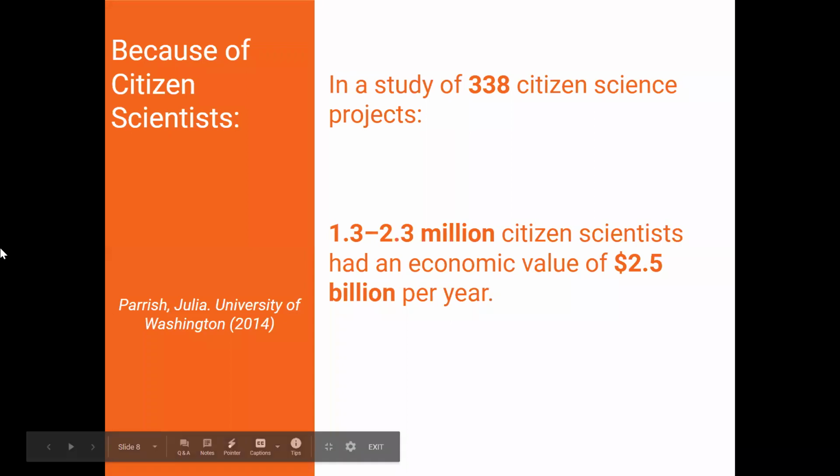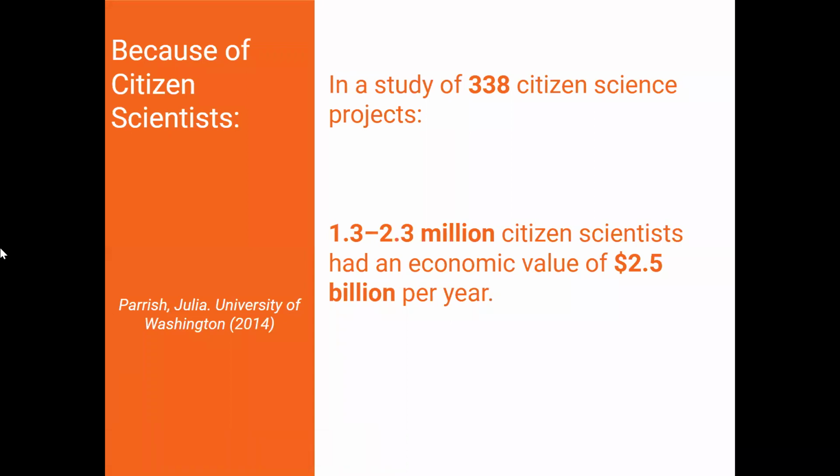I think this is a really powerful statistic as well. In a study of 338 citizen science projects, so that's not even all the thousands of citizen science projects that are out there, just 338 of them, it was found that millions of citizen scientists, 1.3 to 2.3 million citizen scientists, their contributions had an economic value of 2.5 billion per year. So that's huge. People volunteering their time, they're generating really valuable work, and they're speeding up the research process, helping us answer questions we care about, like how to cure Alzheimer's disease, even faster.